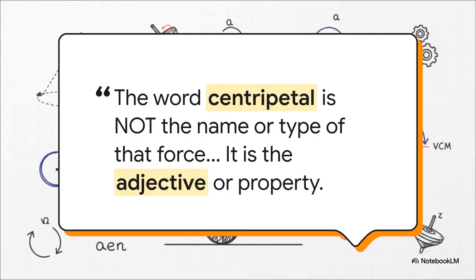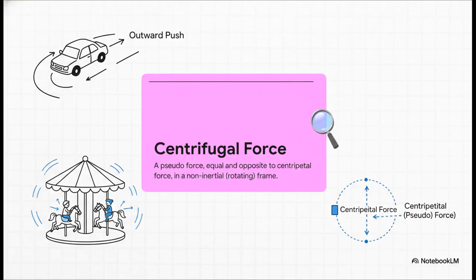Now, this is a point that trips up so many students, so listen up. The word centripetal is not a new fundamental force of nature like gravity or friction. It's not. The best way to think about it is as a job description. It's just the label we slap onto whatever force is doing the job of making something move in a circle. That job could be done by tension in a string, or gravity, or even the friction between your tires and the road.